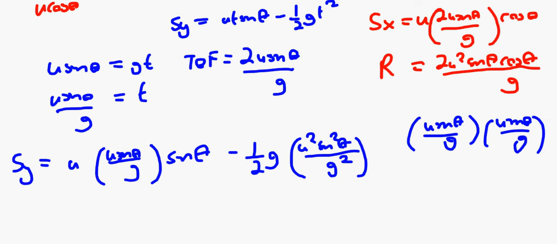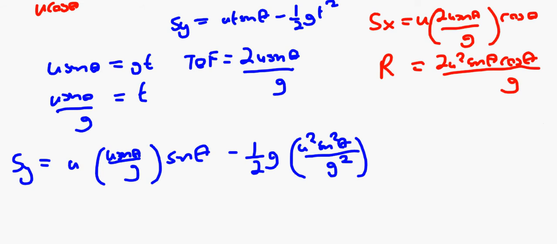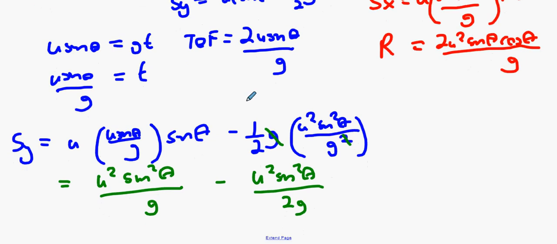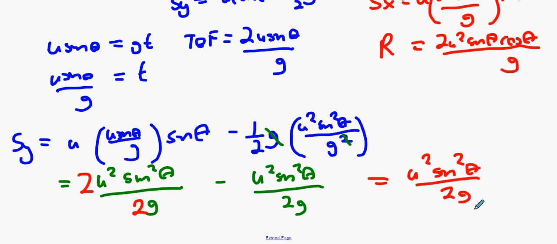Okay, now that that's done, what we should get is u squared sine squared theta all over g, minus u squared sine squared theta. That g cancels with the one downstairs, so it's all over 2g. And then we're going to do the cheap way out, which is to get a common denominator. So put a 2 there and a 2 there, and your answer is going to be u squared sine squared theta all over 2g. Okay, go with that.